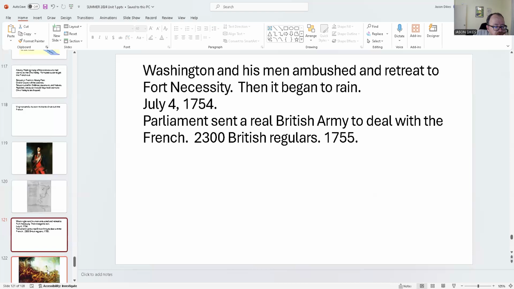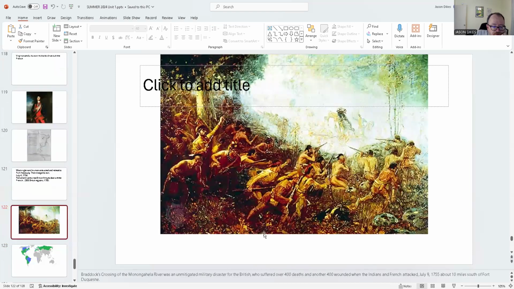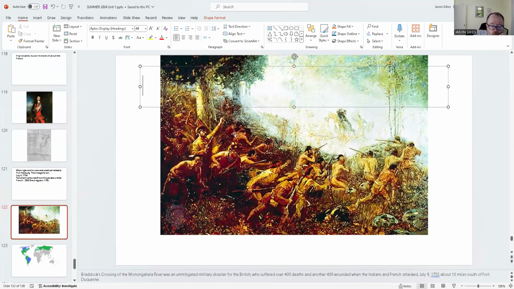Well, that British army of 2,300 people gets wiped out trying to cross the Monongahela River. You can see the French and the Indians on one side. You can see the British out in the riverside attempting to cross. If we look at the note down here, 400 dead British, another 400 wounded, about 10 miles south of Fort Duquesne. So that didn't go too well. So much for our real British Army.